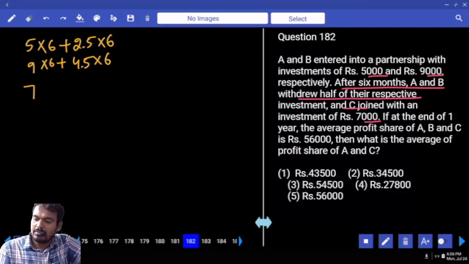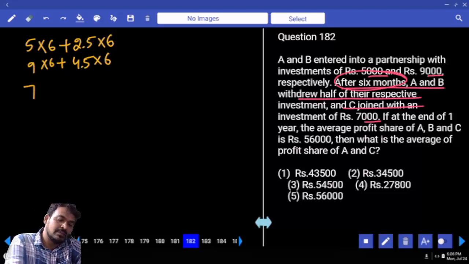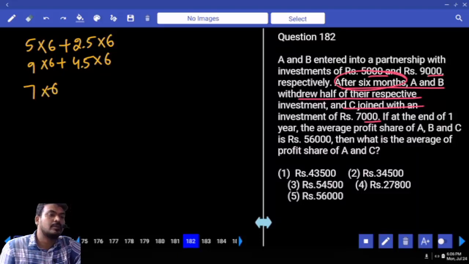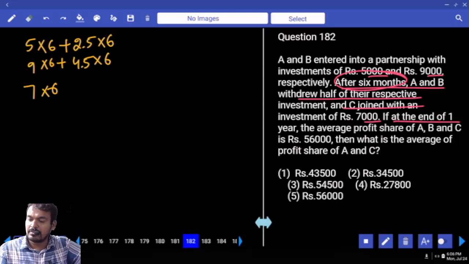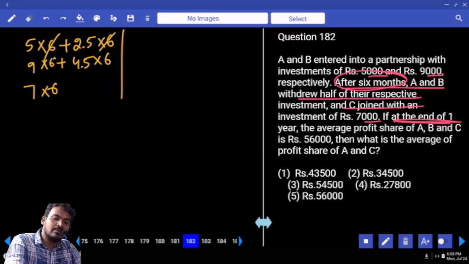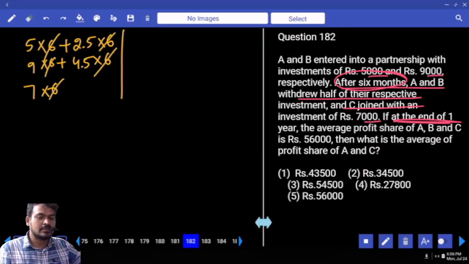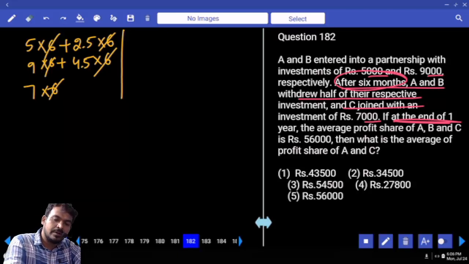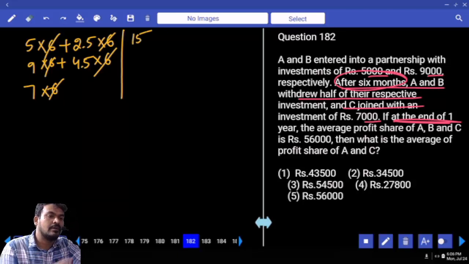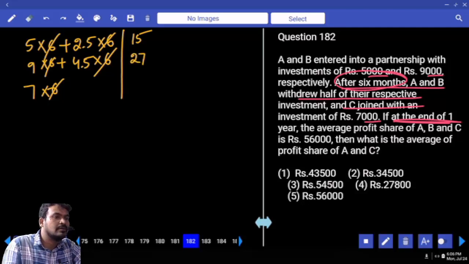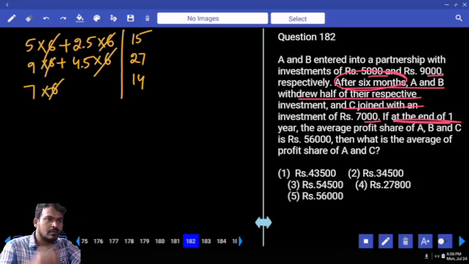And C will be joined after how many months? 6 months. Then C capital is used for the remaining 6 months. What is the total time period? 1 year. First 6 months, second 6 months. In all the cases 6 gets cancelled. 5 plus 2.5, 7.5, double, 15. 9 plus 4.5, 13.5, double, 27. 7 double, 14. What is the ratio? 15 is to 27 is to 14.